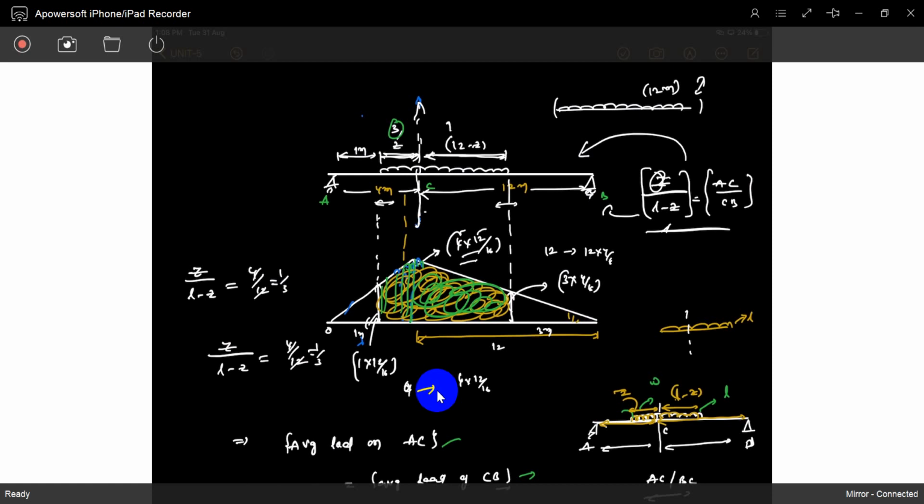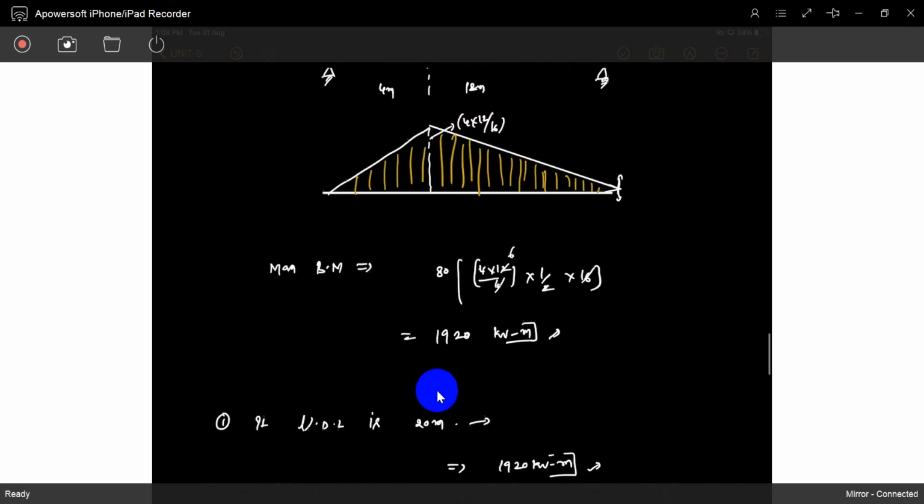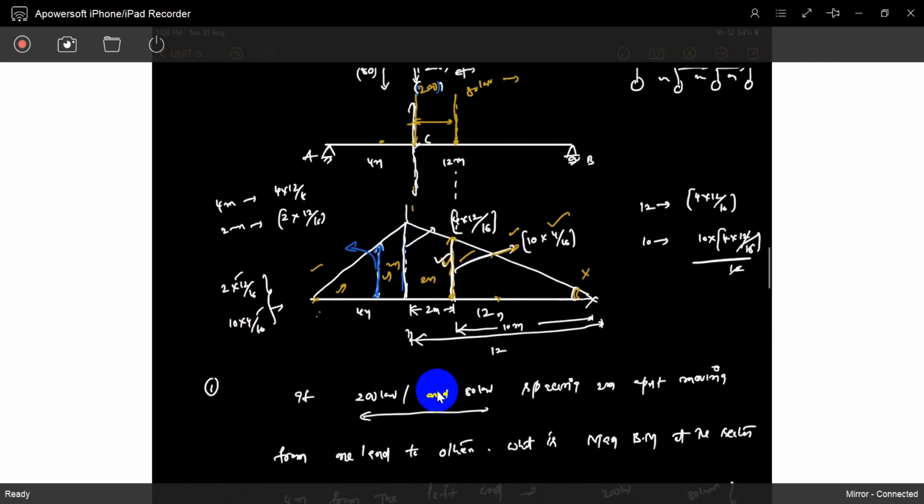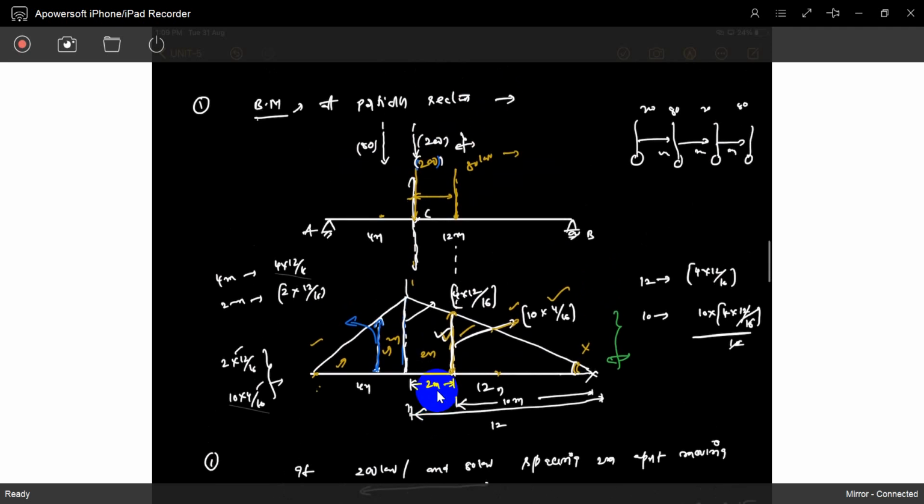So for rolling loads, not only two, if the loads are higher, how can you place them on the span? Same thing: the average load on the AC span is equal to the average load on the CB span. Tomorrow we will do the next problem. If the loads are like this, rolling loads, how will we get the maximum bending moment on the section? Tomorrow we will see. That's it for today.